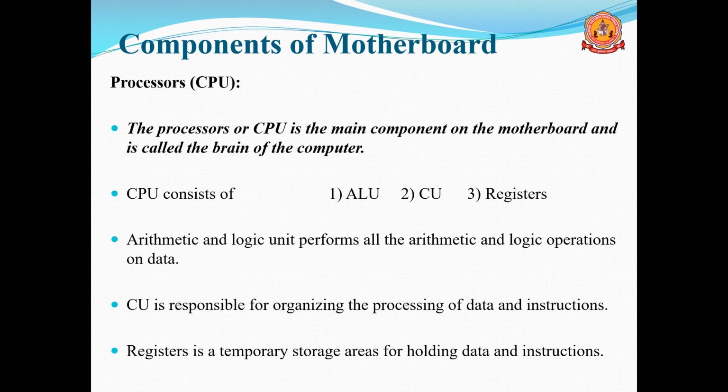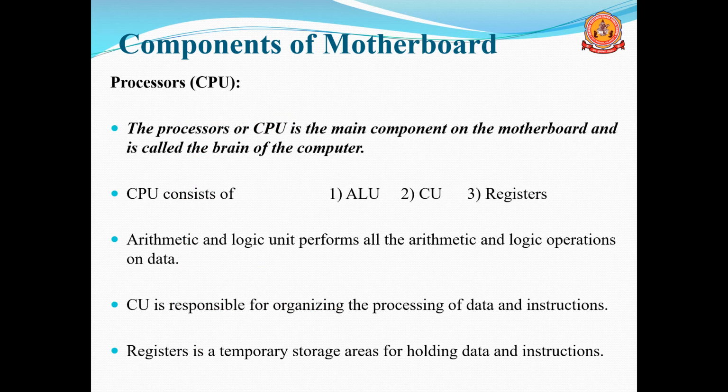Already we discussed what ALU is. ALU means arithmetic and logic unit, CU means control unit. But you can see here one more topic, that is registers. So the CPU mainly contains three parts: ALU, CU and registers. Three parts will be available in the case of processors.